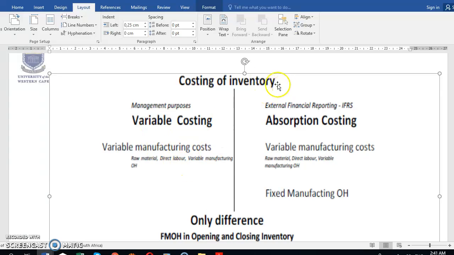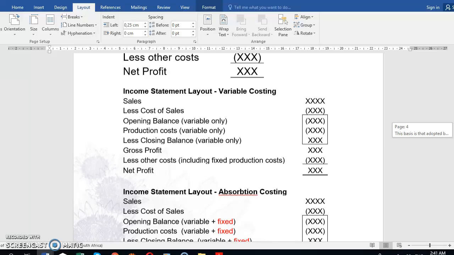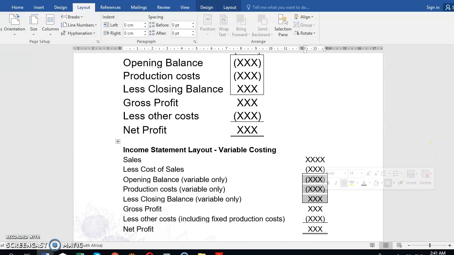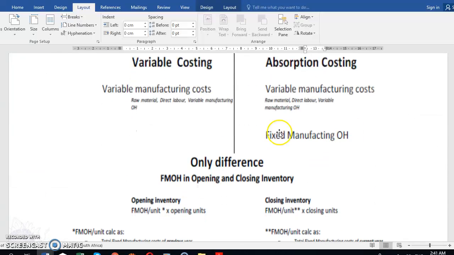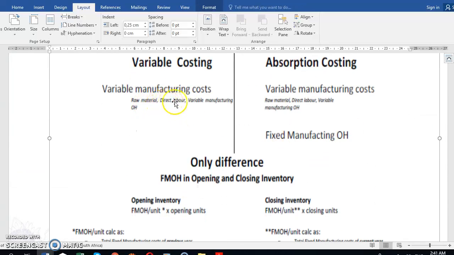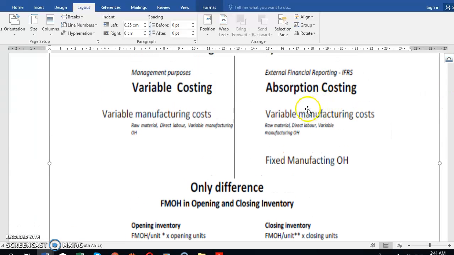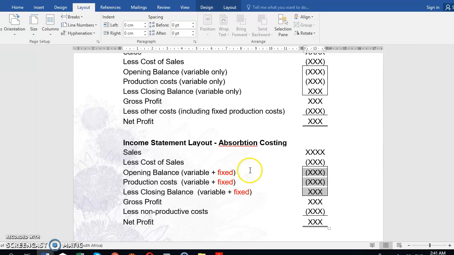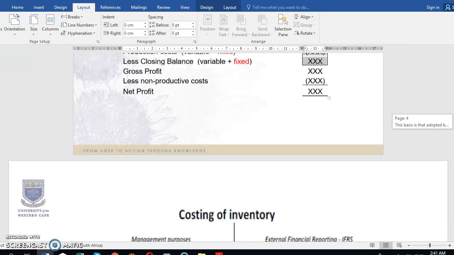In other words, the costing of inventory, this block in the income statement, will just consist of variable costs, which typically include raw material, direct labor, and variable manufacturing overheads, whereas absorption costing includes variable and fixed. In other words, this block over here in the income statement has variable and fixed manufacturing overheads.